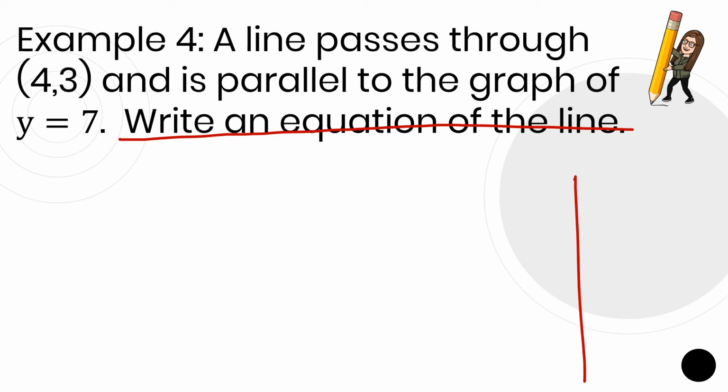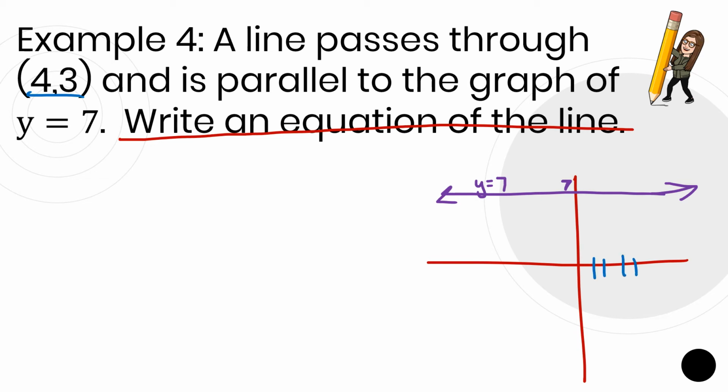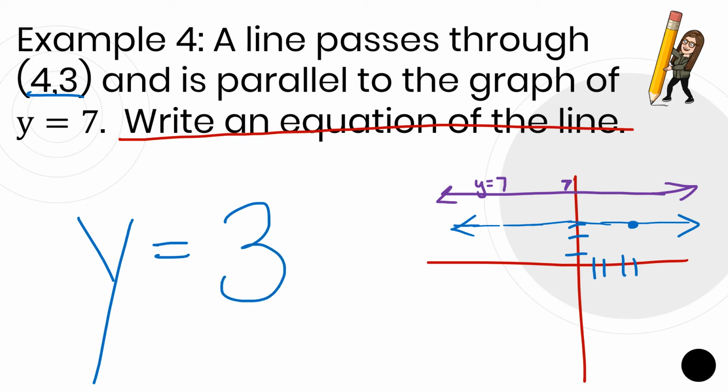Now, if you're a visual learner, you could start off with a little sketch, right? If I have the line y equals 7, I slice y at 7, right? That's the line y equals 7. I want my line to go through (4, 3). 1, 2, 3, 4. 1, 2, 3. And I want my line to be parallel to the given line. Oh, so I want it to look like this. I want my line's equation to be y equals 3.